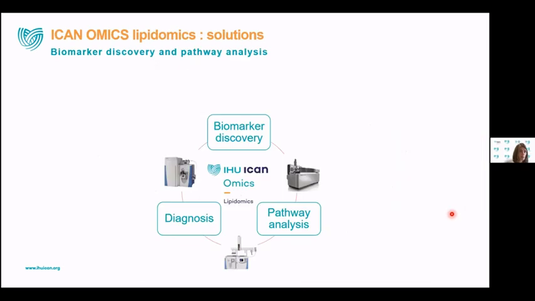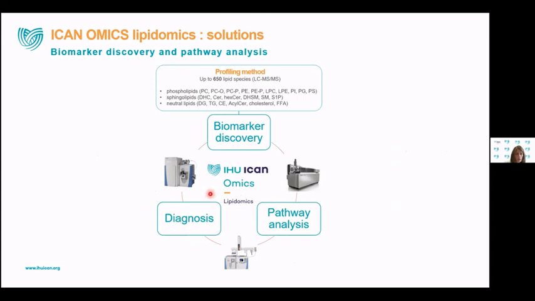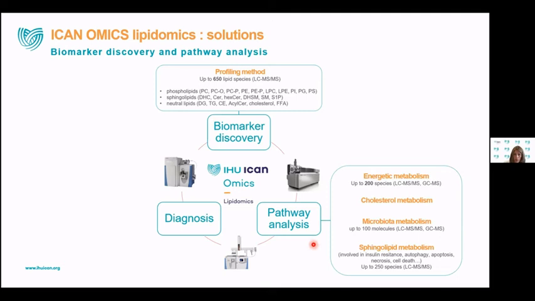Okay, so in the ICAN OMICS platform, we provide customized solutions going from biomarker discovery to pathway analysis and more targeted diagnosis solutions. For biomarker discovery, we have a profiling method that will screen up to 650 lipid species from all the different classes, the main lipid species found in plasma. We can then target specific pathways depending on the pathways that have been previously identified: the energetic metabolism, the cholesterol metabolism, microbiota metabolism, or phospholipids.